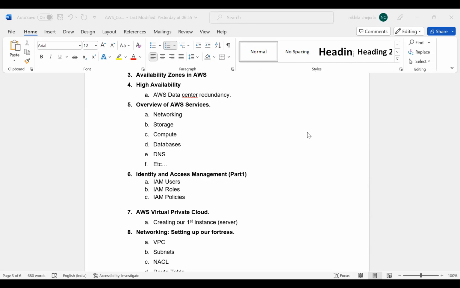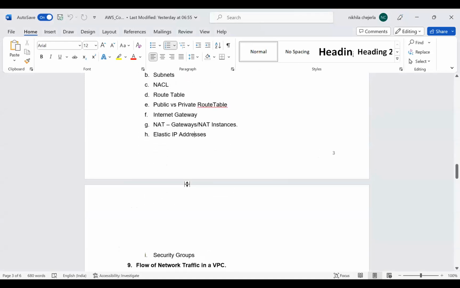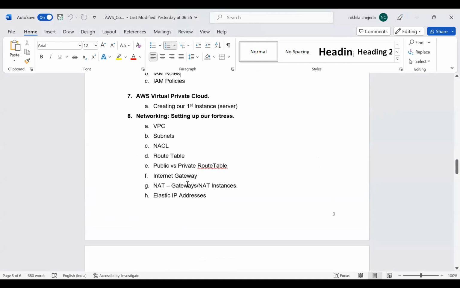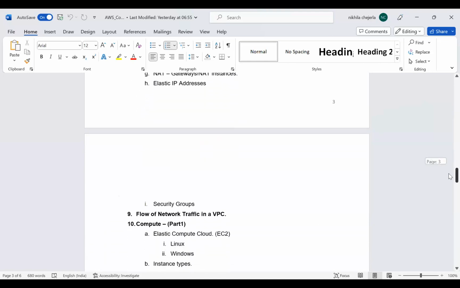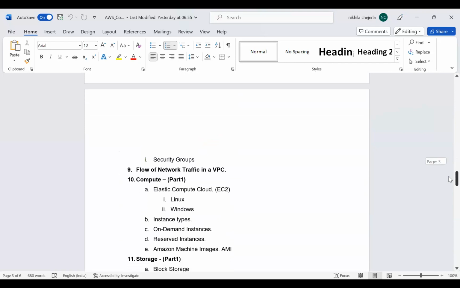So here we are going to discuss an overview of the AWS services: what is networking, storage, compute, DNS, etc. And we will discuss identity access management, which is one of the important parameters here. It gives permission-related accessibility. That is the main use of it. And here we will have AWS virtual private cloud, creating an instance. And here we will discuss the networking part, like what is VPC, what is subnet, what is NACL, route table, internet gateway, what is NAT, elastic IP. And we'll discuss security groups also.